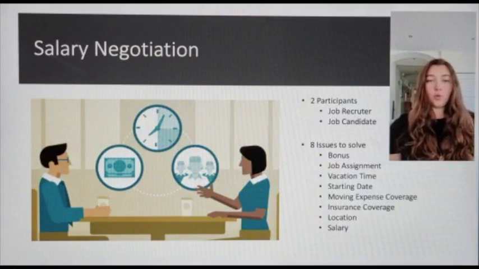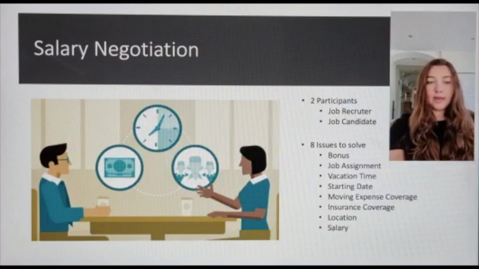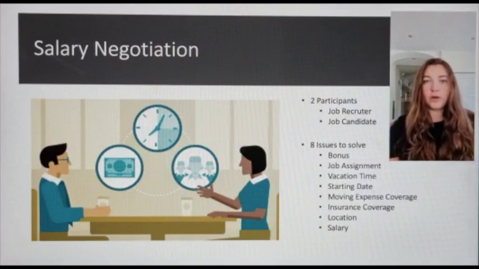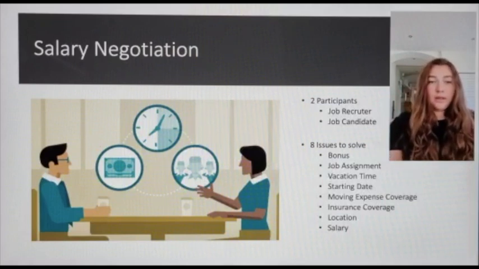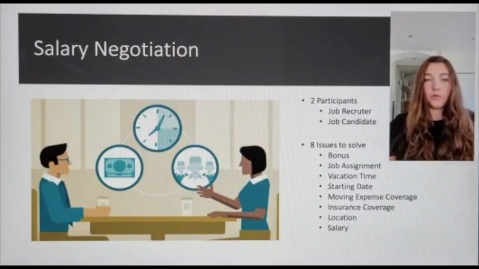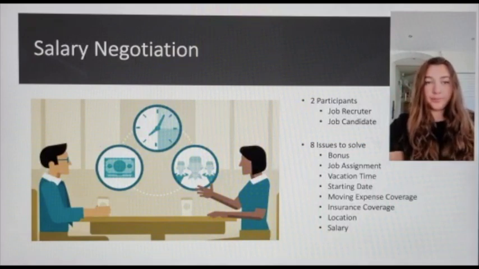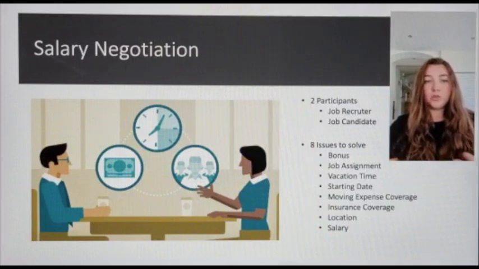In this case, the recruiter was told to reach a minimum of 2,500 points, whereas the candidate had to reach at least 4,000 points. The issues that had to be solved or discussed were the bonus, the job assignment, the vacation time, the moving expense coverage, the insurance coverage, location, and salary. For example, for the candidate, the bonus issue would generate the most points, but for the recruiter, another issue was more important and scored higher.